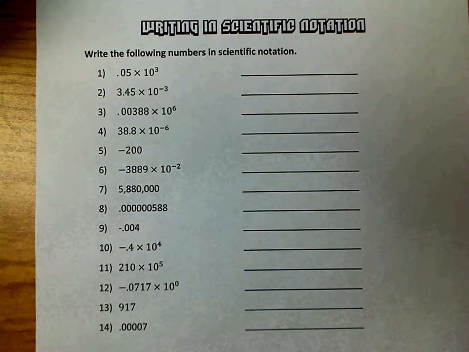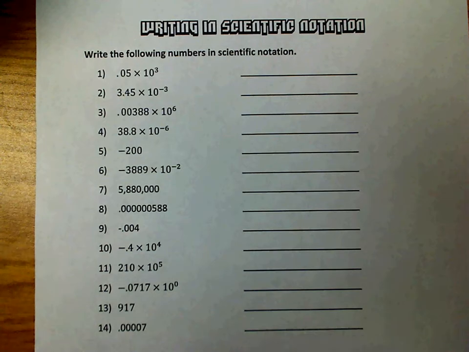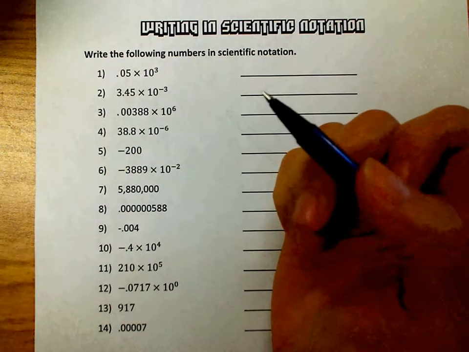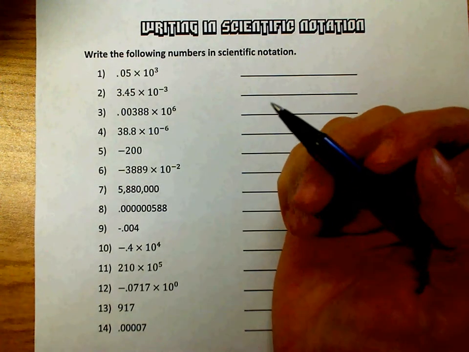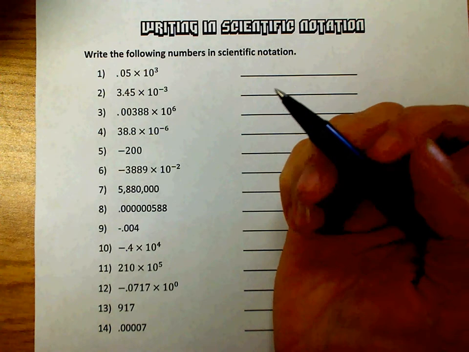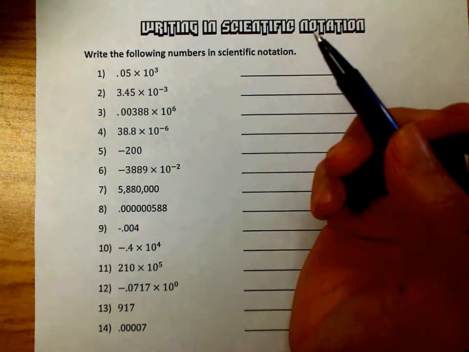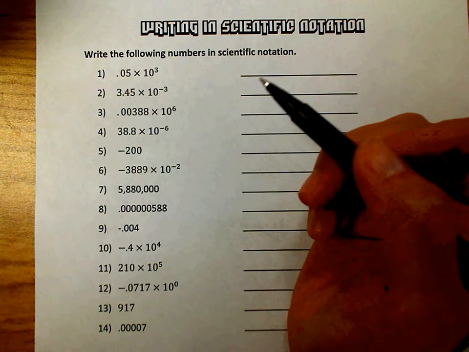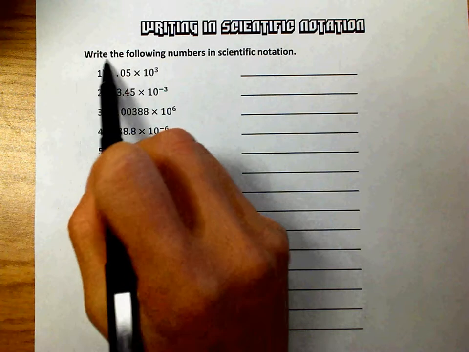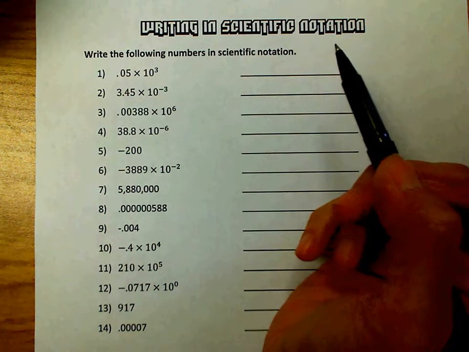Okay, I'm going to explain how to do the homework, and you can always refer back to your notes that we wrote today. It's either page 30 or 31 in your notes, and basically it's correcting scientific notation or putting it into scientific notation. So write the following numbers in scientific notation.